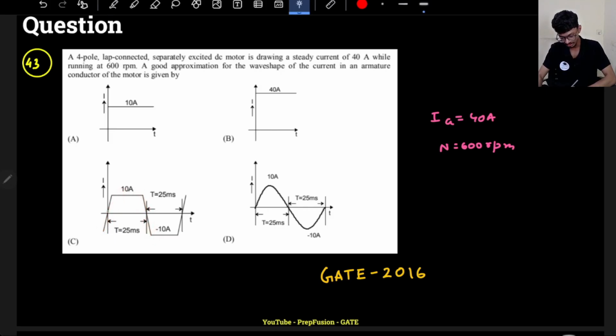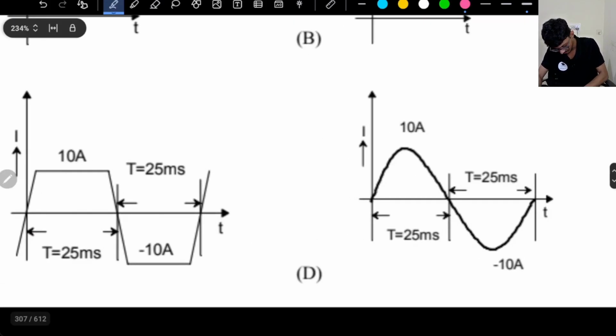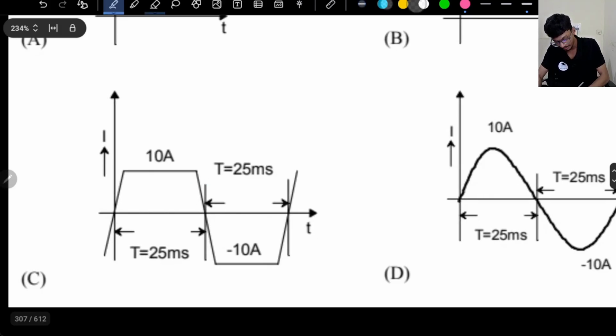Basically first of all, current in the armature windings will be IC, the coil current, which is IA divided by A, right? As it is lap wound, A equals the number of poles, which is 4. So this will be IA divided by 4, that is 10 amperes. And 10 amperes current will be somewhat like this. So this is the commutation time, basically this small time, right? For the rest of the time it is always constant.